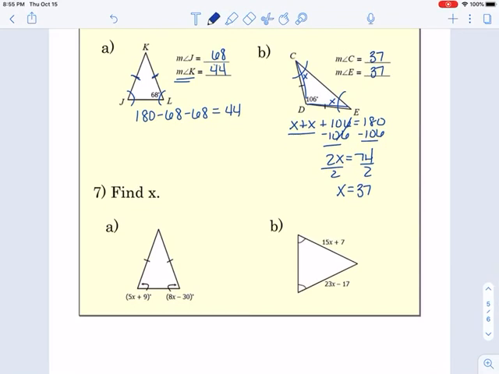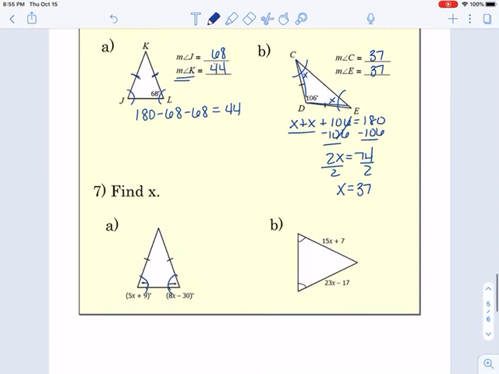For number 7, for part A, again, I have an isosceles triangle, and this time I have the two base angles of the isosceles triangle. So again, I don't know anything about the third angle, so there is no adding up to 180 here. I'm just going to set those two angles equal to each other because the base angles of an isosceles triangle are congruent. They're equal.